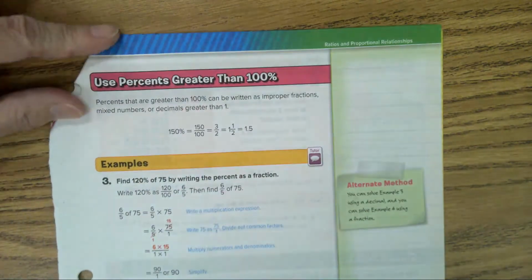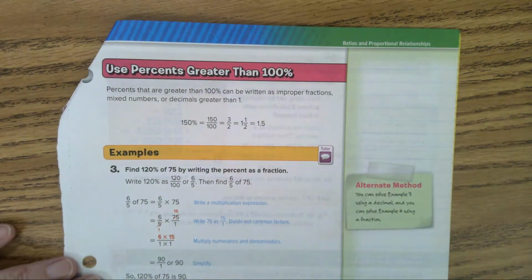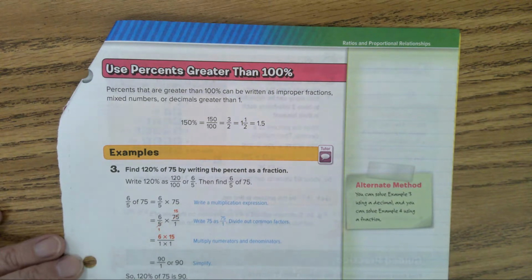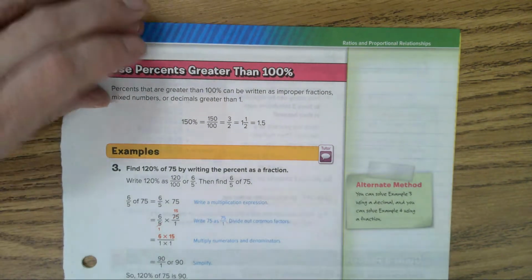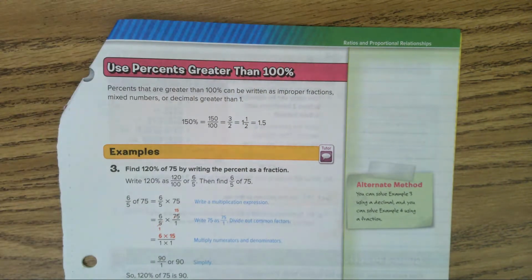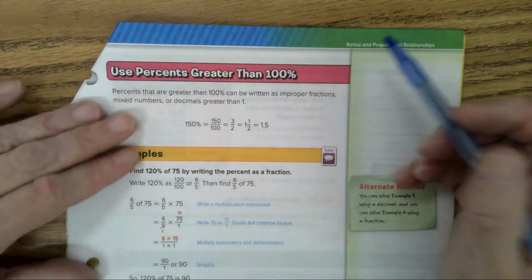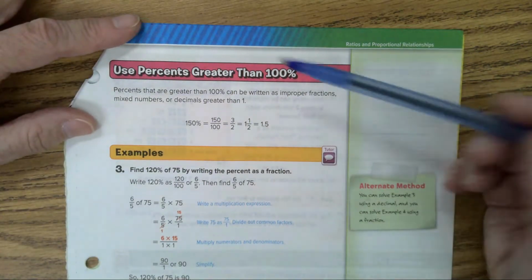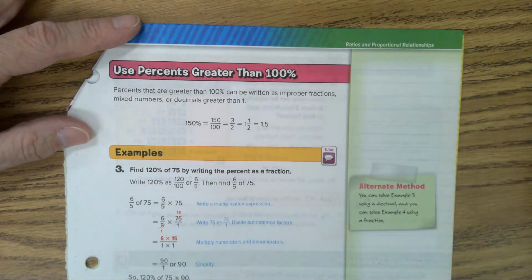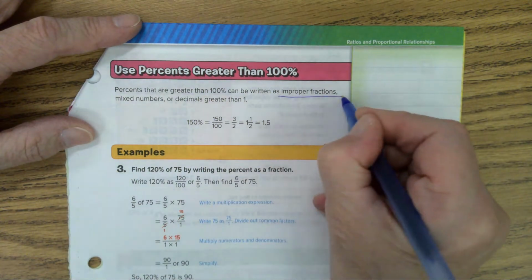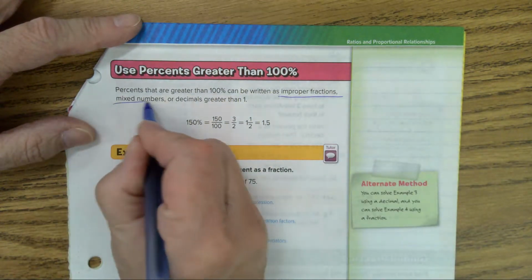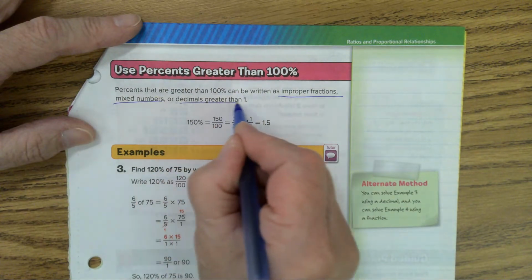105. Here we're going to use percents greater than 100%. So that means it's going to be larger than the amount, because 100% would be the amount. If it's larger than 100, then it's going to be larger than the beginning amount. Percents that are greater than 100% can be written as improper fractions, mixed numbers, or decimals greater than 1.